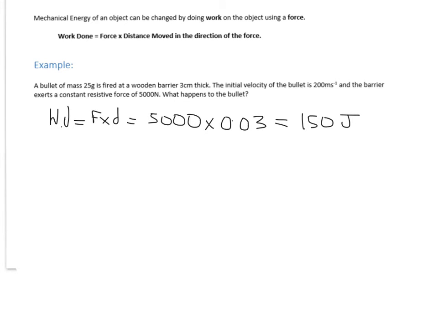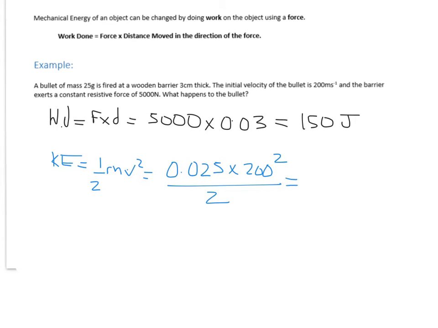Now, the kinetic energy to start with, before it's encountered the barrier, is calculated using this equation here. You're going to have the mass of the bullet in kilograms times 200 squared divided by 2. And that kinetic energy comes out at 500 joules.